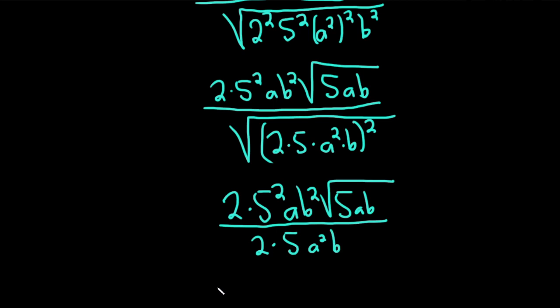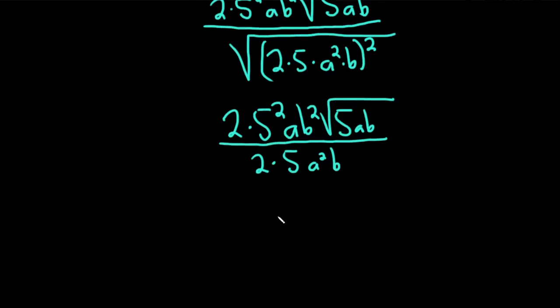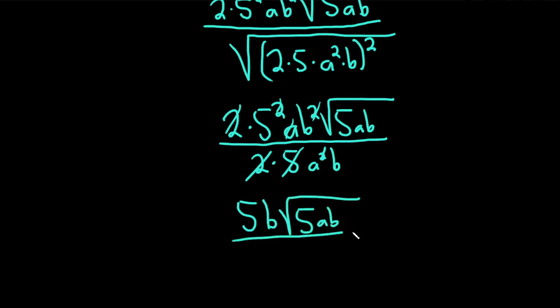Okay, so let's see what happens here. Looks like we lose a 2, so that's good. Simplification. We lose a 5. We have 5. This a is gone. And we lose a b. We have 5b square root 5ab. Over, we lost the 2, we lost the 5. We're left with an a. And that should be the final answer.